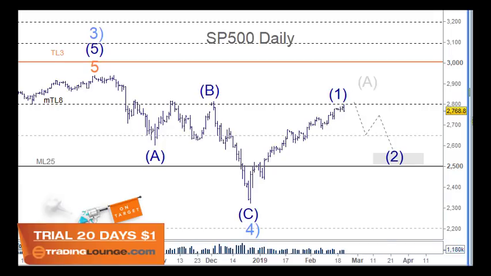Welcome to Trading Lounge and the US indices for the 22nd of February, and starting with the daily chart for the S&P here, we have been looking at the Christmas run here being an impulse wave, and we've certainly met resistance here, which is what I call a minor trading level 8 here.